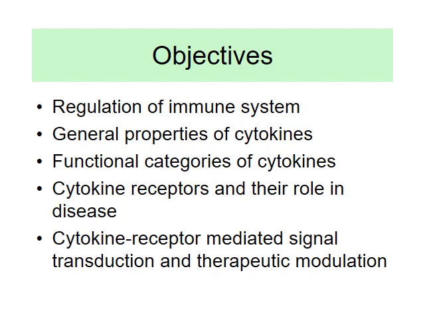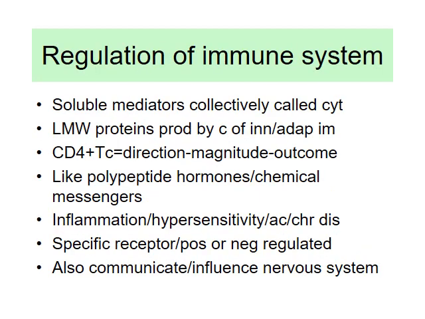Sometimes we need it. If there's a cut, we need our cells to go over there to take care of the inciting agent and also do the healing. But if it becomes chronic, then again we are in trouble. So anyway, cytokines are important in terms of regulation of the immune system. Now, having said that, they are soluble mediators.